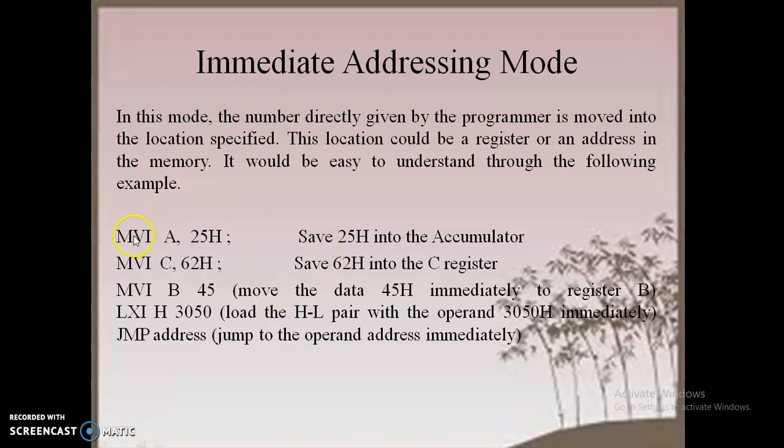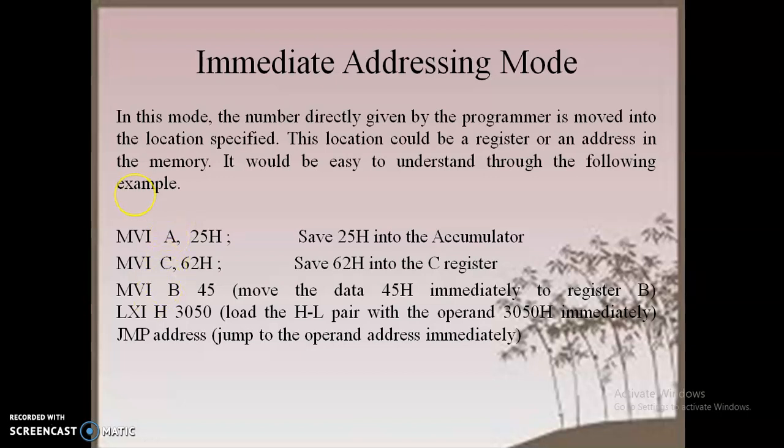Here, this is the first example. MVI: move immediate, I means immediate. This is A, and A means the accumulator here. The value here is 25, the input data. The data 25 is directly moved to the accumulator. So this is called the immediate addressing mode. The number directly given by the programmer is moved into the specified location. Here the data given by the programmer is 25. It is moved into the location accumulator, which is called A.